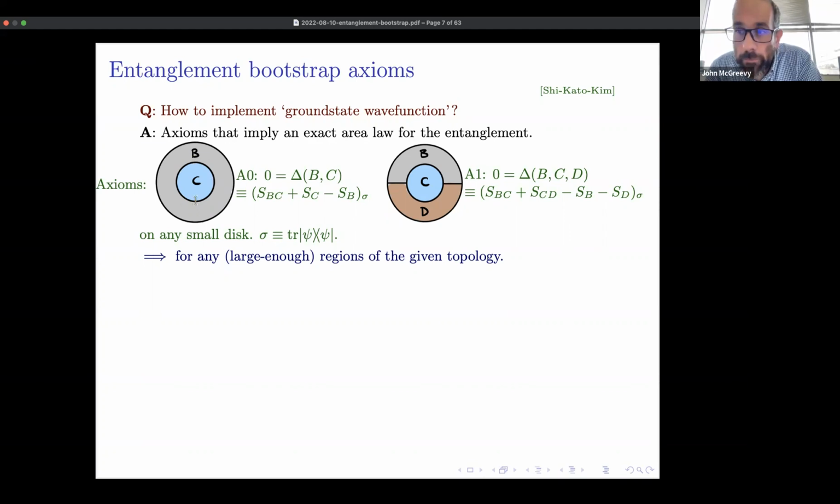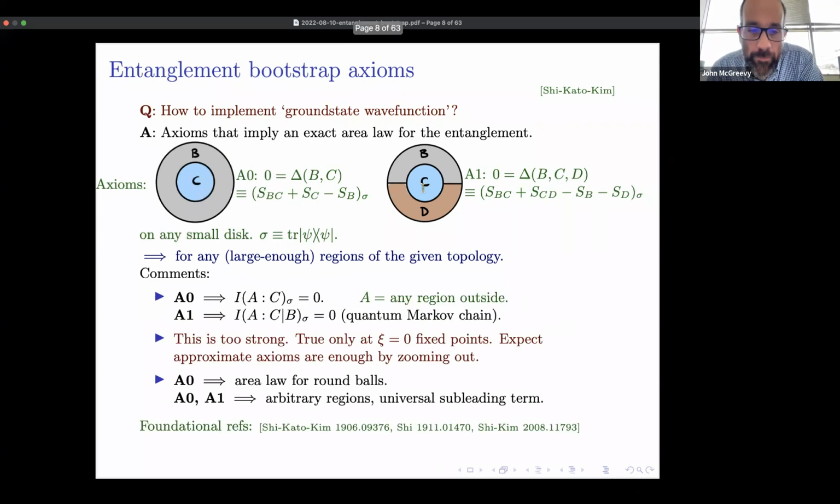And a few things that these folks showed follow from those axioms are, in particular, you can enlarge the axiom. So if the axioms are true for small disks, they're also true for larger regions that have the same topology as these combinations of BC and BCD.